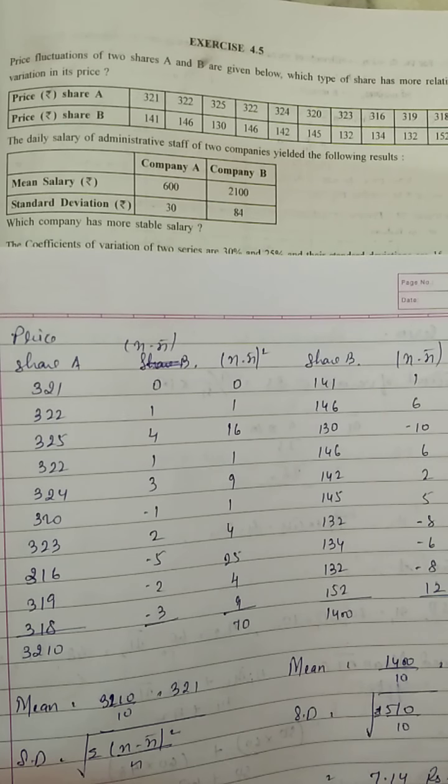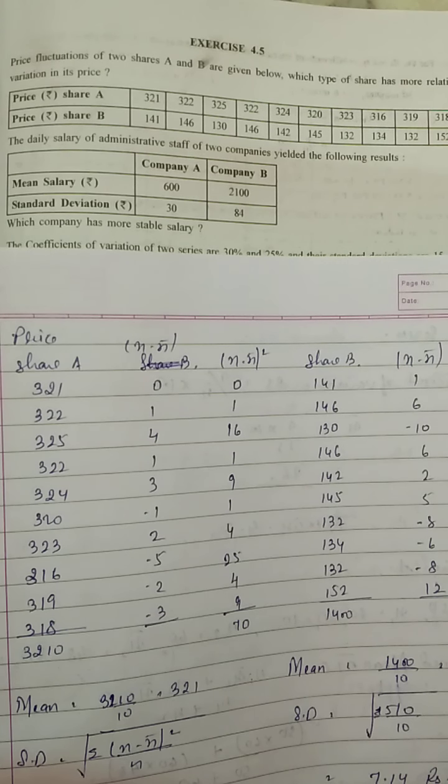Now students, we are taking exercise 4.5 and question number first. What is given in the question? Price fluctuations of two shares A and B are given below. Which share has more relative variation in its price? Now students, whenever we get a question on relative variation, we have to find coefficient of variation, and in this type of question we will be given two data sets. So here, the prices of share A and share B are given to us, and we are required to find the mean and standard deviation.